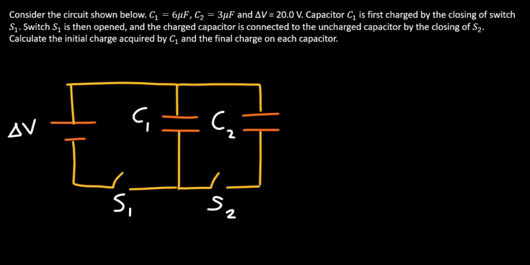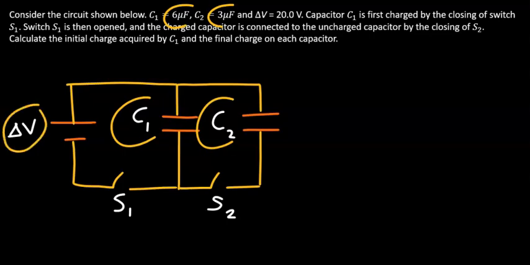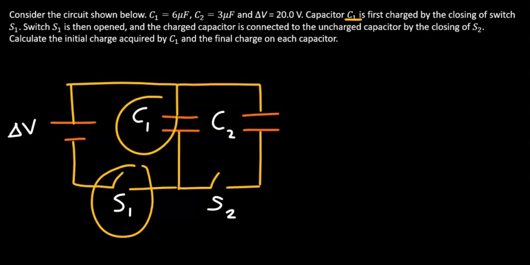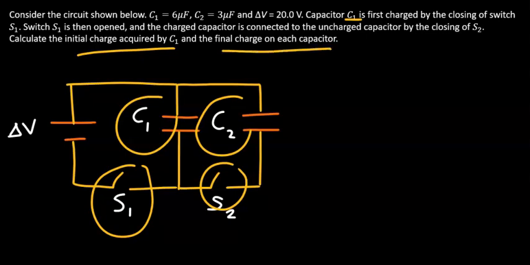Problem 1. Consider this circuit shown below. C1 has a capacitance of 6 microfarad, C2 has a capacitance of 3 microfarad, and the potential difference delta V is 20 volts. Capacitor C1 is first charged by closing the switch S1. Switch S1 is then opened, and then the charged C1 is connected to the uncharged capacitor, which is now the C2, by closing S2. Calculate the initial charge acquired by C1 and the final charge on each capacitor.